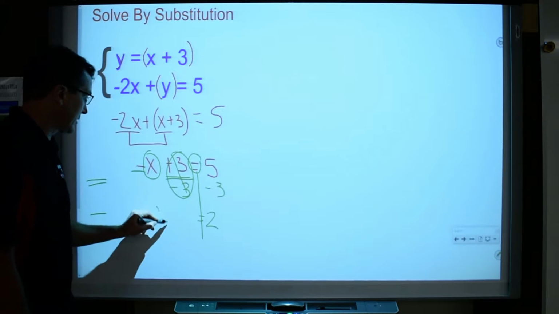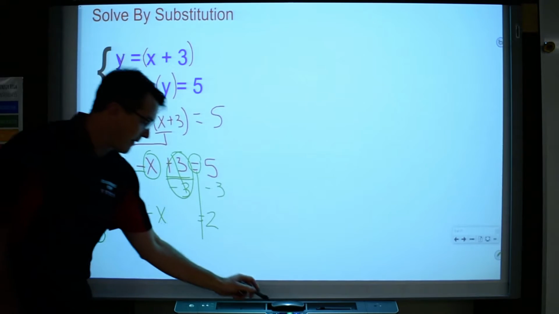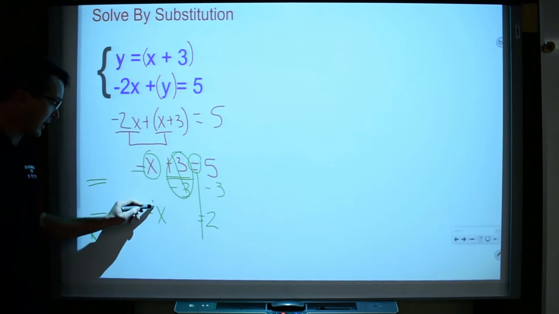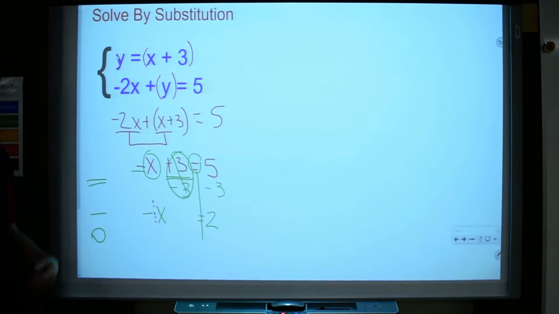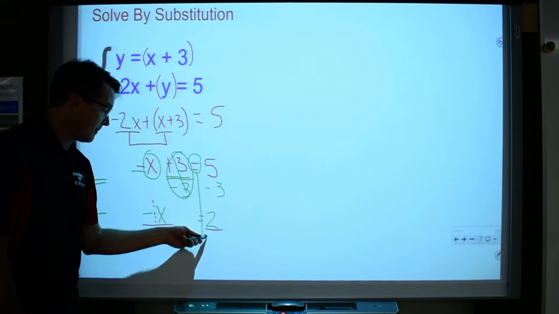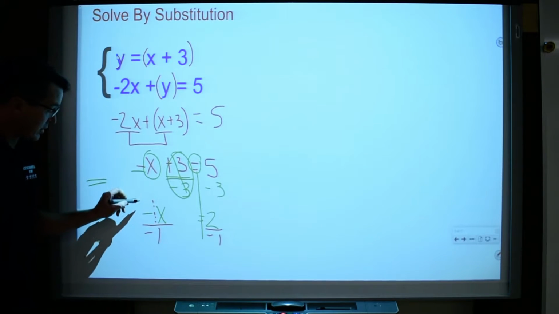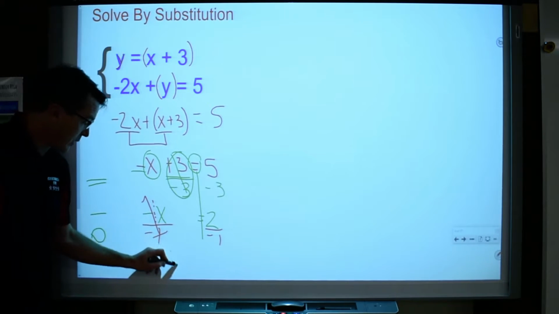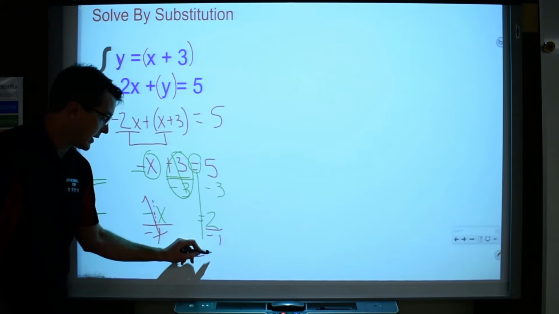I bring down the negative x, but I'm not done there, right? Because there's that invisible coefficient. Because of that negative sign, I've got that invisible 1 there. And how do I get rid of times negative 1? I'm going to divide by negative 1. And if I do it to one side, I do it to the other. And so this simplifies to 1, and this gives me x equals negative 2.